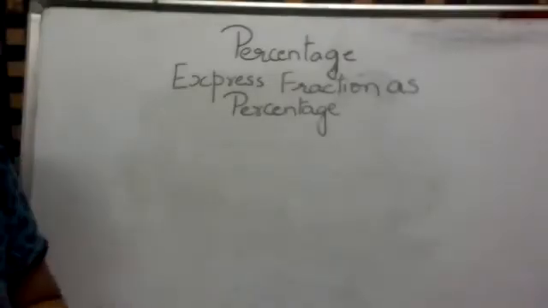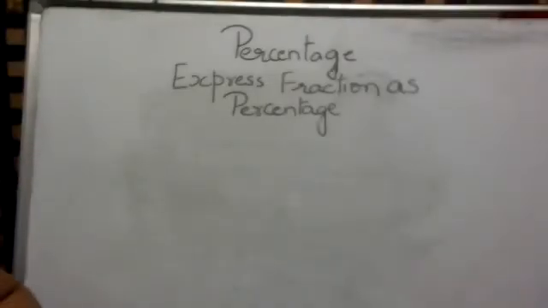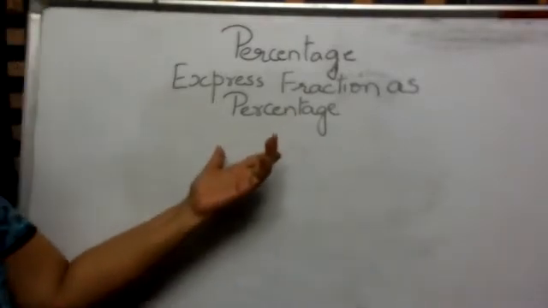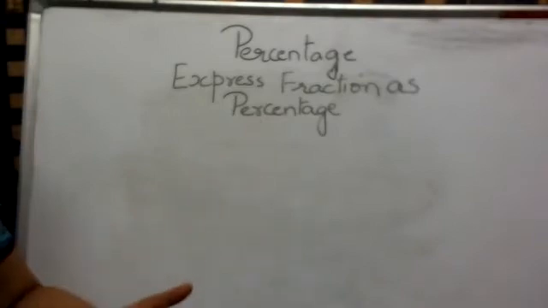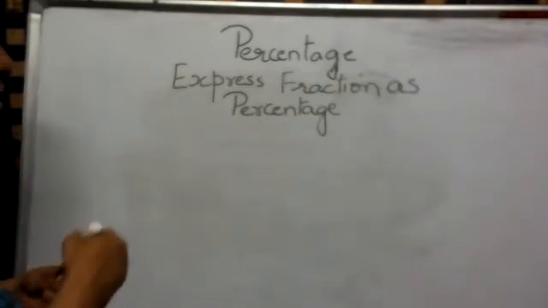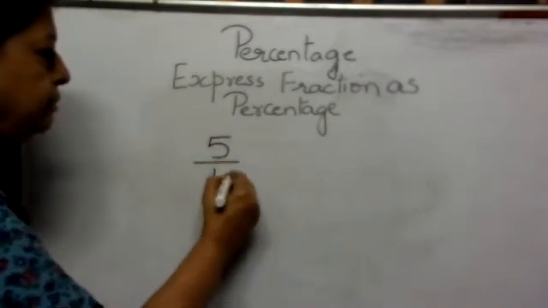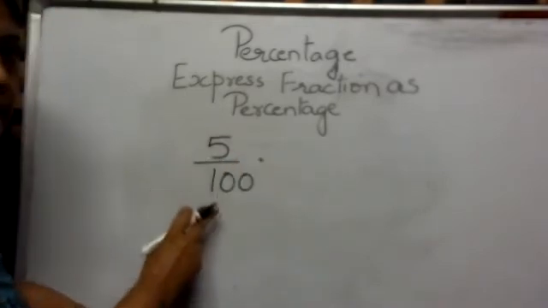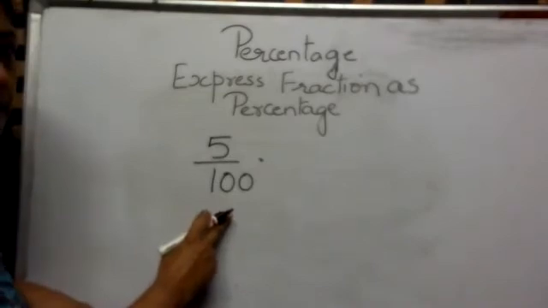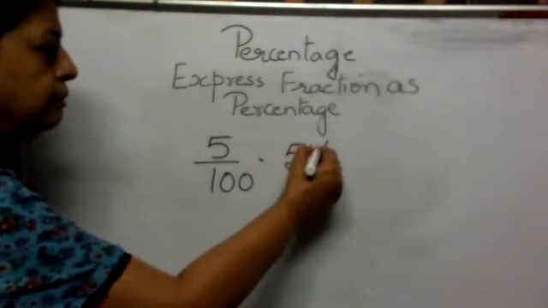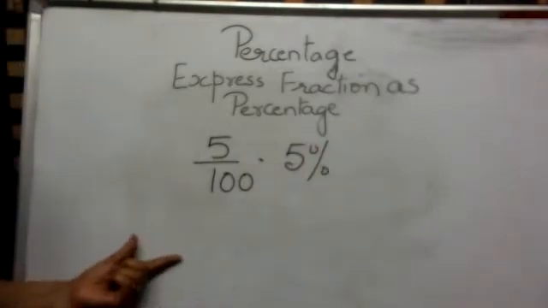Good morning, children. Today, I would like to explain to you how to express a fraction as a percentage. Suppose a fractional number is given as 5 by 100. The denominator is already 100, and it is equal to 5%. It is very easy to express.